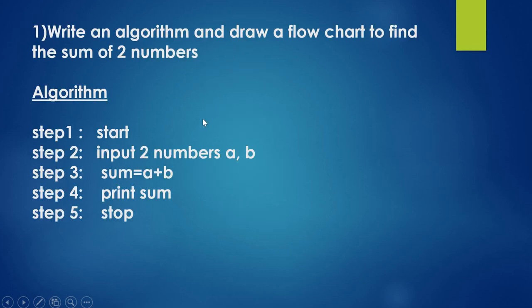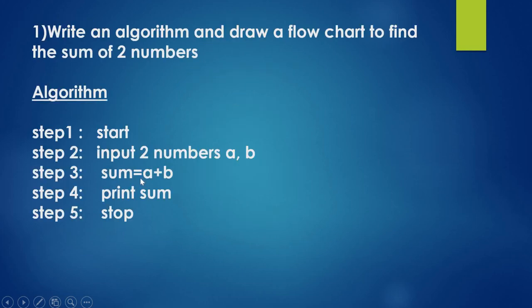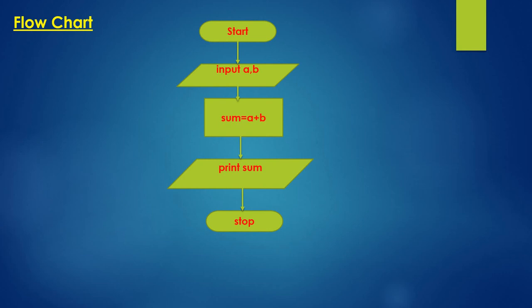In the algorithm, the second step is input two numbers A and B. Then in the flowchart also, this parallelogram is used for input A, B. After input, the third step is sum is equal to A plus B. That is a process. Which symbol is used to represent a process? We need one rectangle. The rectangle is used to represent the process, sum is equal to A plus B.